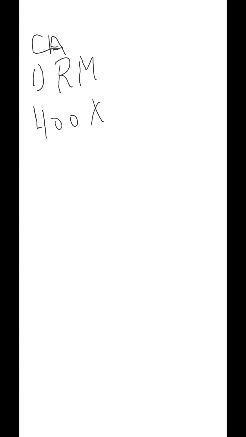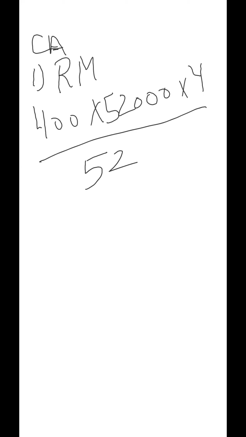Now the first thing in the current assets, please every one of you just answer me, what is the starting of current assets? Raw material. Now how much is the raw material? 400. Now how many units are given? 52,000. So raw material remains in stock on an average 4 weeks. Okay, the average is 4 weeks, and total is 52.